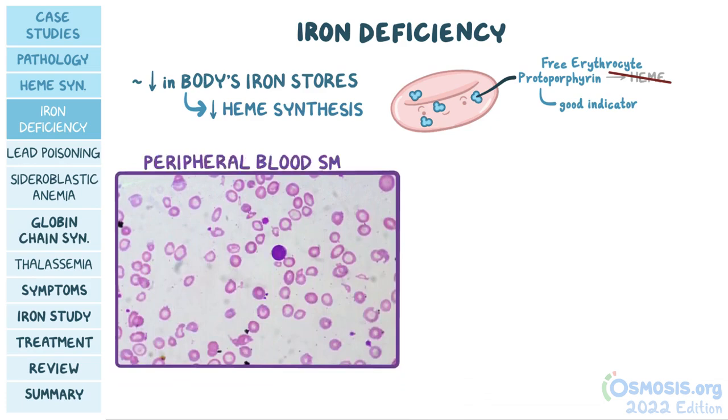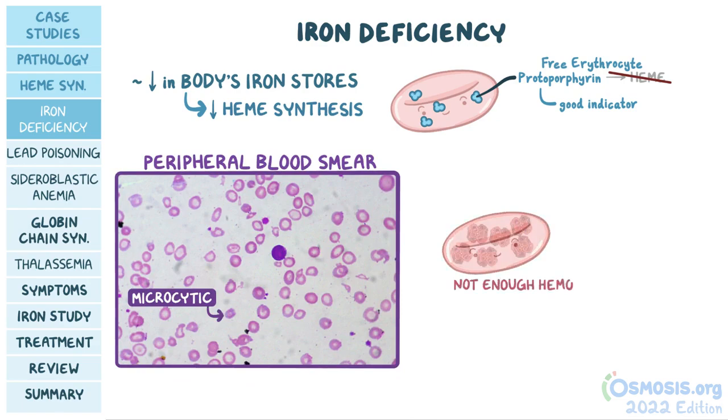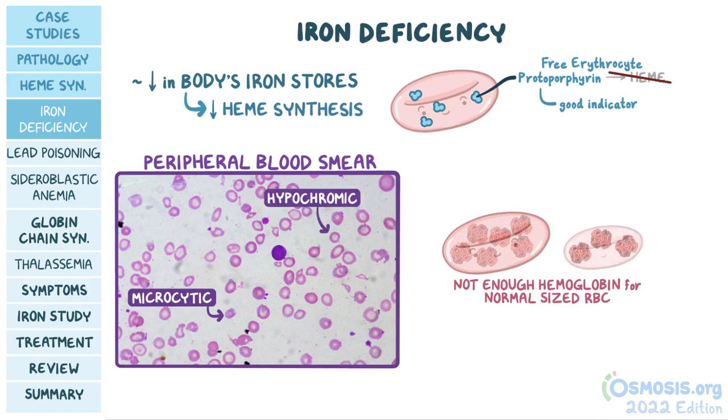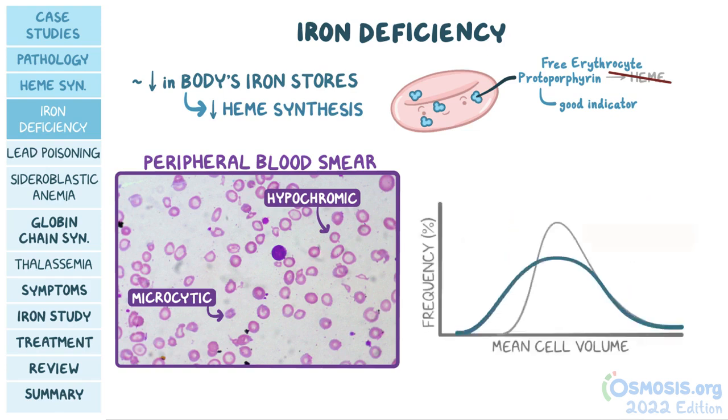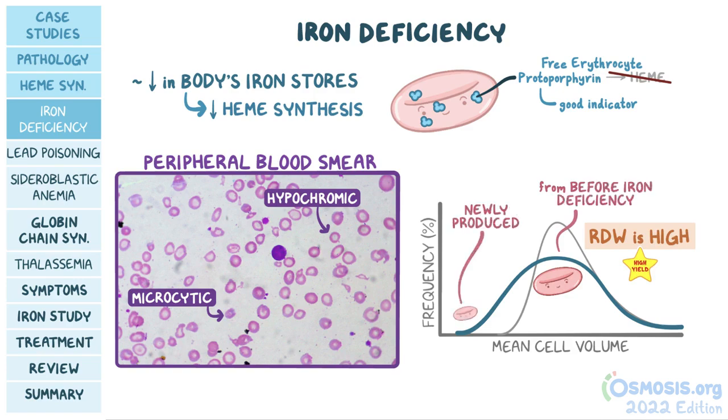The peripheral blood smear shows RBCs that are microcytic, since there's not enough hemoglobin for a normal-sized RBC, and the bone marrow starts pumping out smaller cells. They are also hypochromic, since they contain less hemoglobin and look more pale. Okay, another important fact is that the red blood cell distribution width, or RDW, is high. This is because we get a mix of normal-sized cells from before the iron deficiency and newly produced microcytic cells.